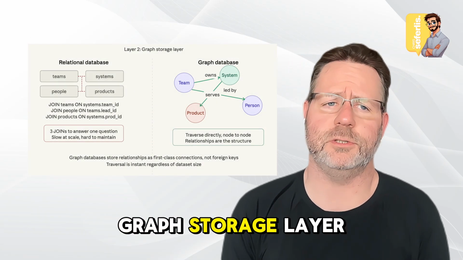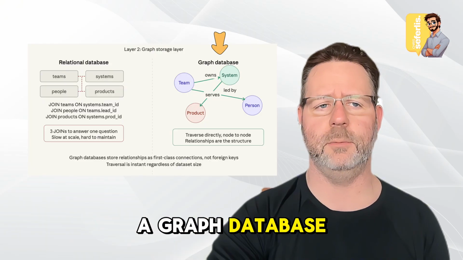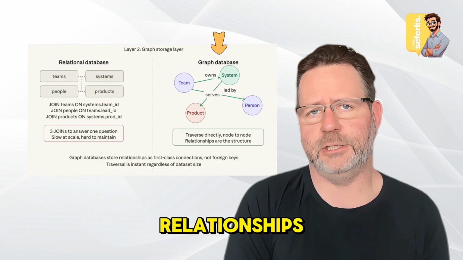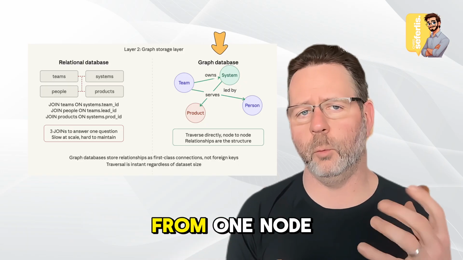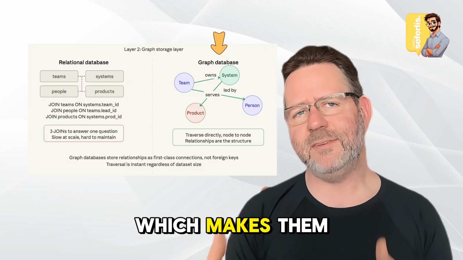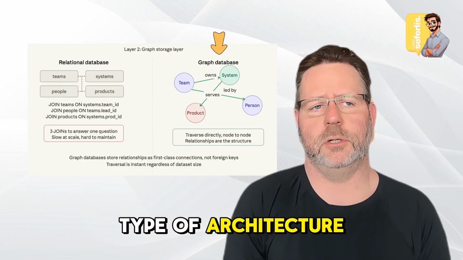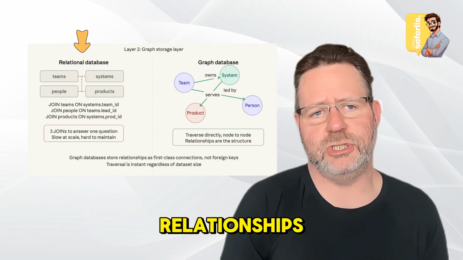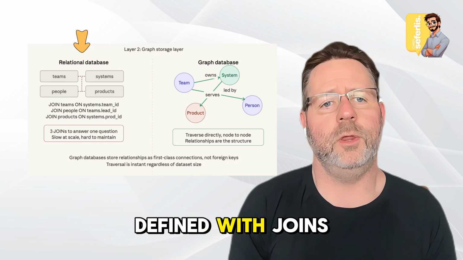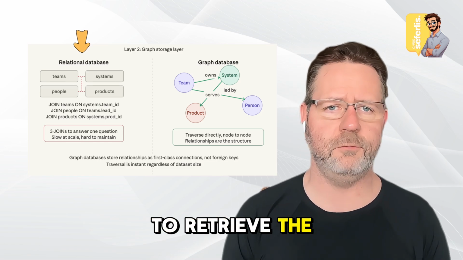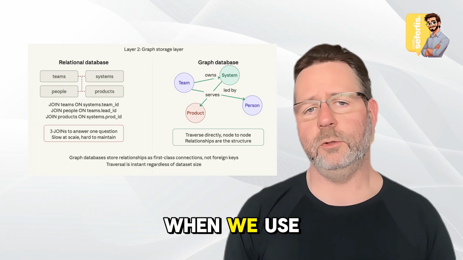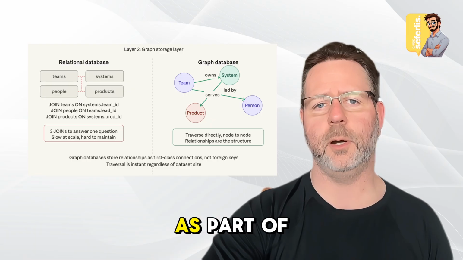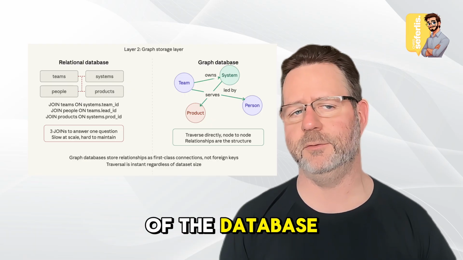Second is the graph storage layer, usually implemented with a graph database. Graph databases are optimized for traversing relationships from one entity to another, from one node to another, which makes them ideal for this type of architecture. Traditional relational databases don't prioritize the relationships as they are defined with joins to retrieve the information. When we use a graph database, those relationships are prioritized as part of the overall structure of the database and the data model.